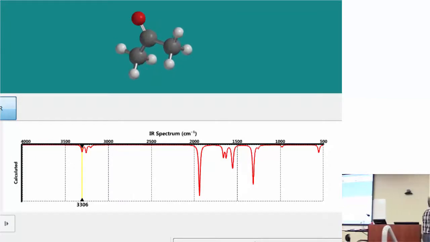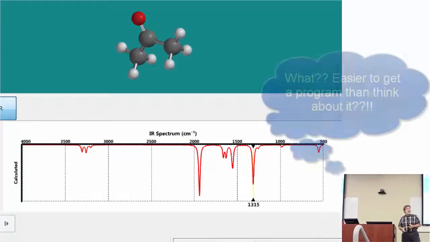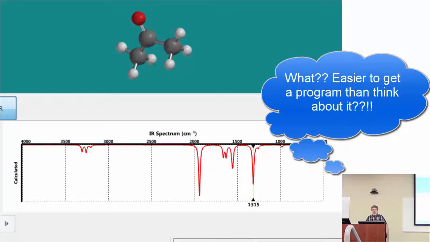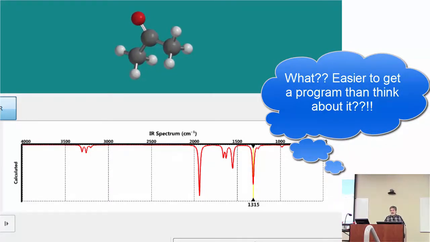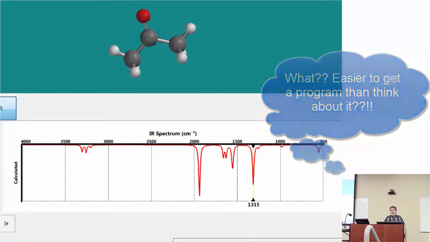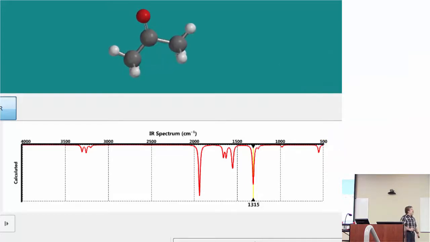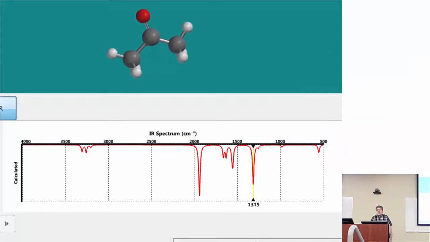It's easier to just ask the program what might happen. And these peaks down here should offer a different bending. Yeah, there you go. Yes. Maybe. So now what's happening? A lot of stuff is happening.